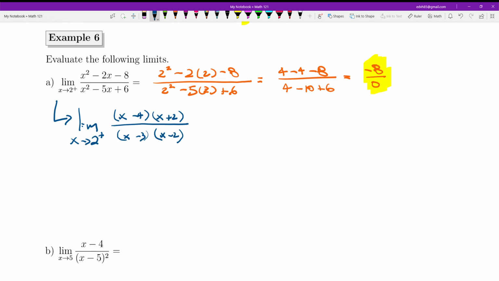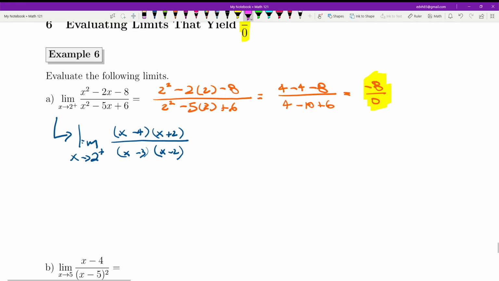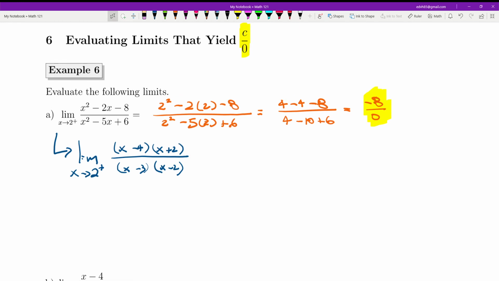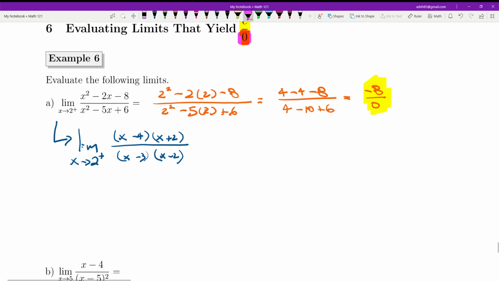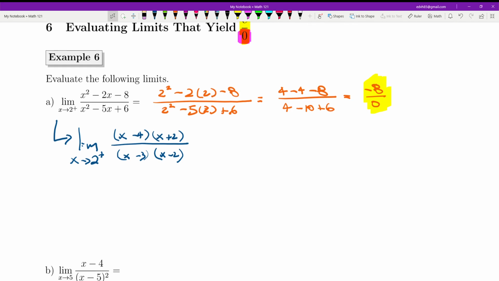All right, so in this case, if you notice, no factors cancel. That's because there's no 0 over 0. So we need to focus on the factor that is causing trouble in the denominator. What do we mean by causing trouble? The factor that gives the 0 in the denominator. So let me highlight that part.